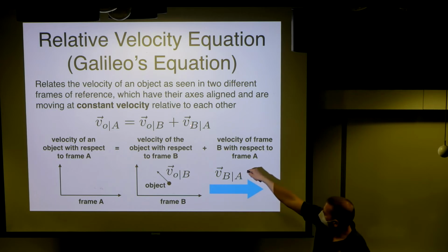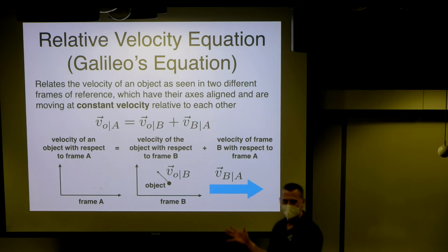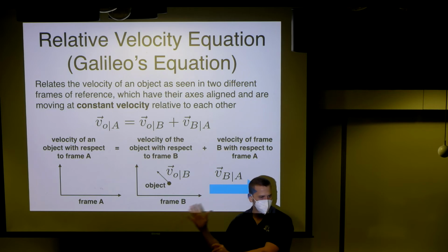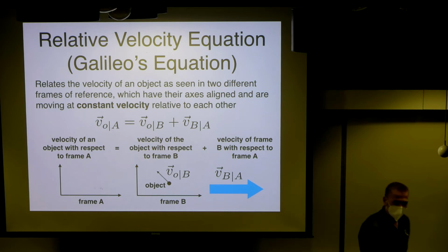Then finally, this term says VBA. What does that mean? Well, it's the velocity of frame of reference B with respect to frame of reference A. So again, think about the animation of the truck moving before, right? The truck frame of reference itself was moving with respect to the ground.